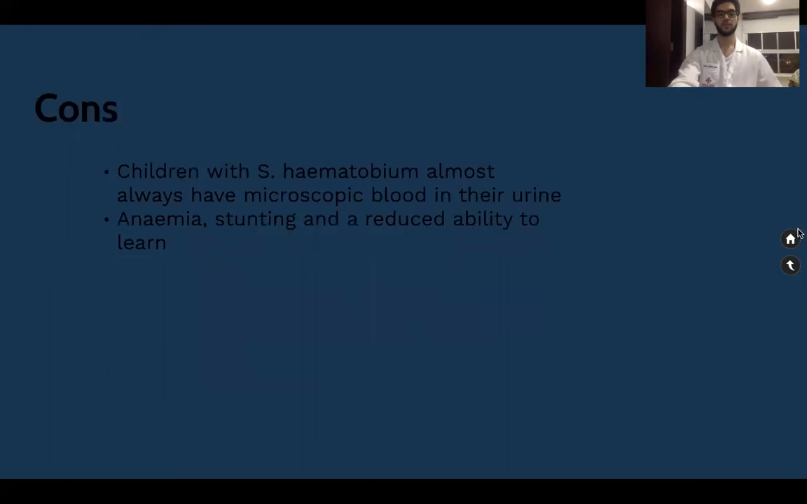Now, to talk about the cons: children with Schistosoma haematobium almost always have microscopic blood in their urine. Therefore, it may be harder for parents to notice that there's something wrong with their children. It may also cause anemia, stunting, or reduced ability to learn.